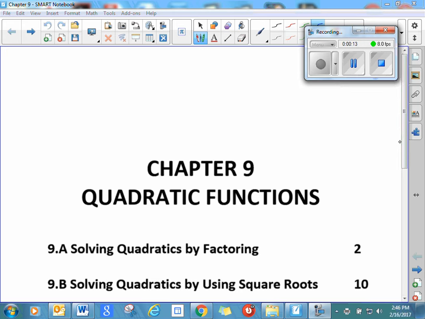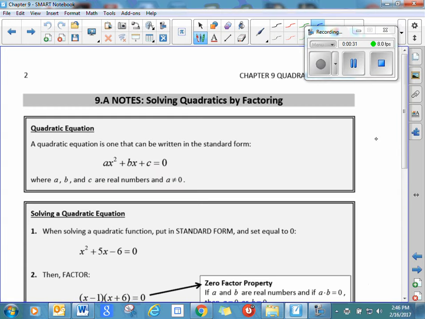So this is a different kind of topic, and you might have heard the term quadratic before. They are a very common type of equation in algebra, and we're going to start our study of quadratics. So let me move on to the first page here in 9.a.